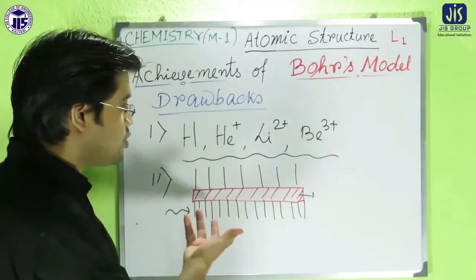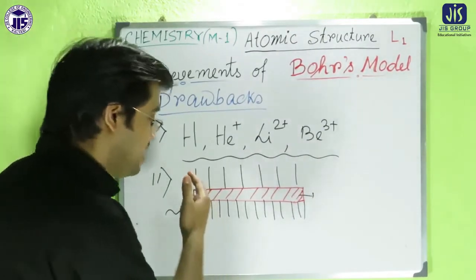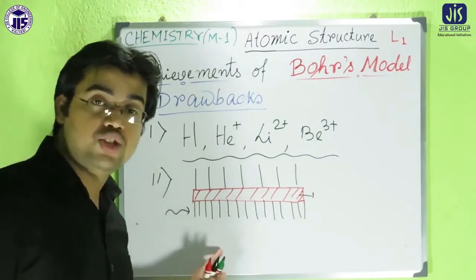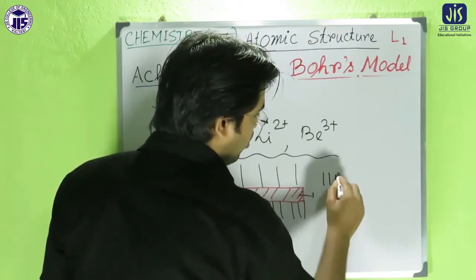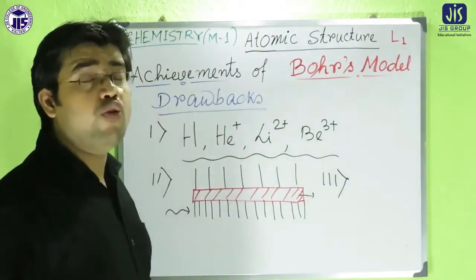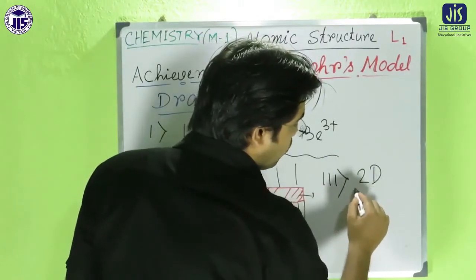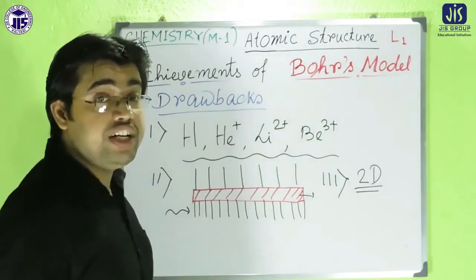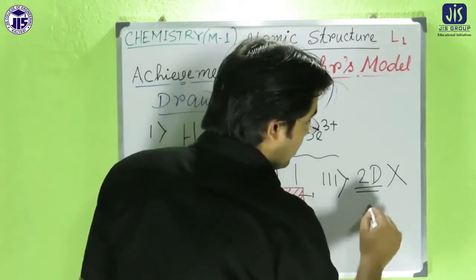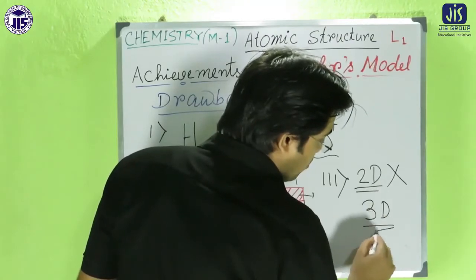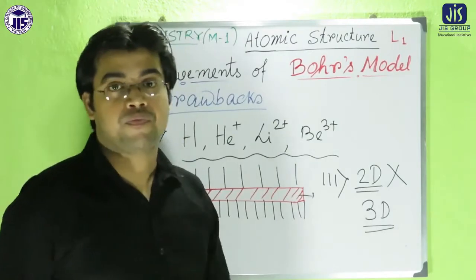So why did that kind of splitting occur? The Bohr model was totally silent regarding that fact. So that is another drawback of the Bohr model. Now come to the third drawback of the Bohr model. Bohr said that the motion of the electrons around the nucleus was 2D, but we know that the electron revolves around the nucleus in a 3-dimensional model, which was not explained by Niels Bohr.